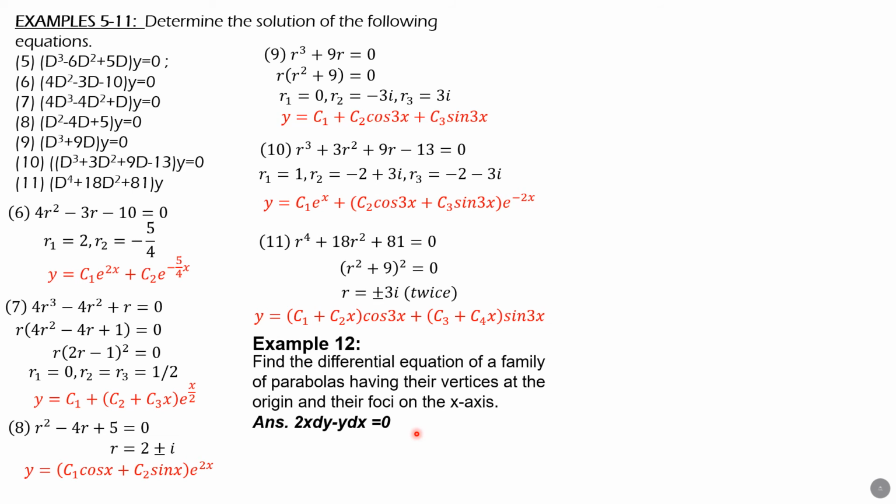Since it is open to the right or open to the left, the expected equation is y squared equals plus minus latus rectum times x. So y minus 0 quantity square equals plus minus latus rectum times x minus 0. So it is reduced to y squared equals plus minus LR times x. The arbitrary constant is plus minus LR. So if we solve for plus minus LR, then it is equal to y squared over x.